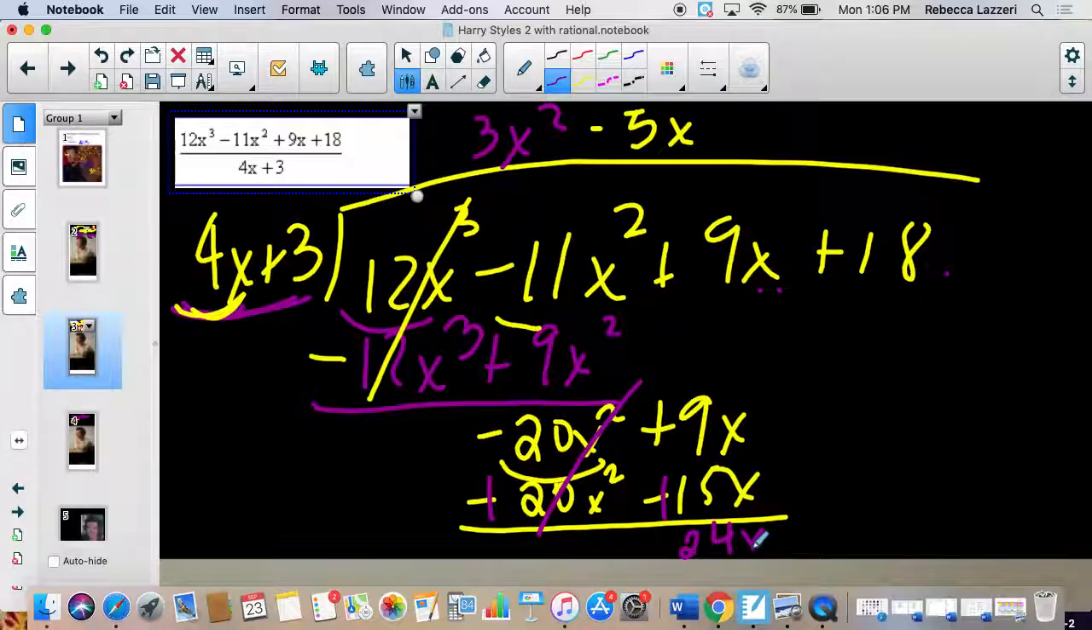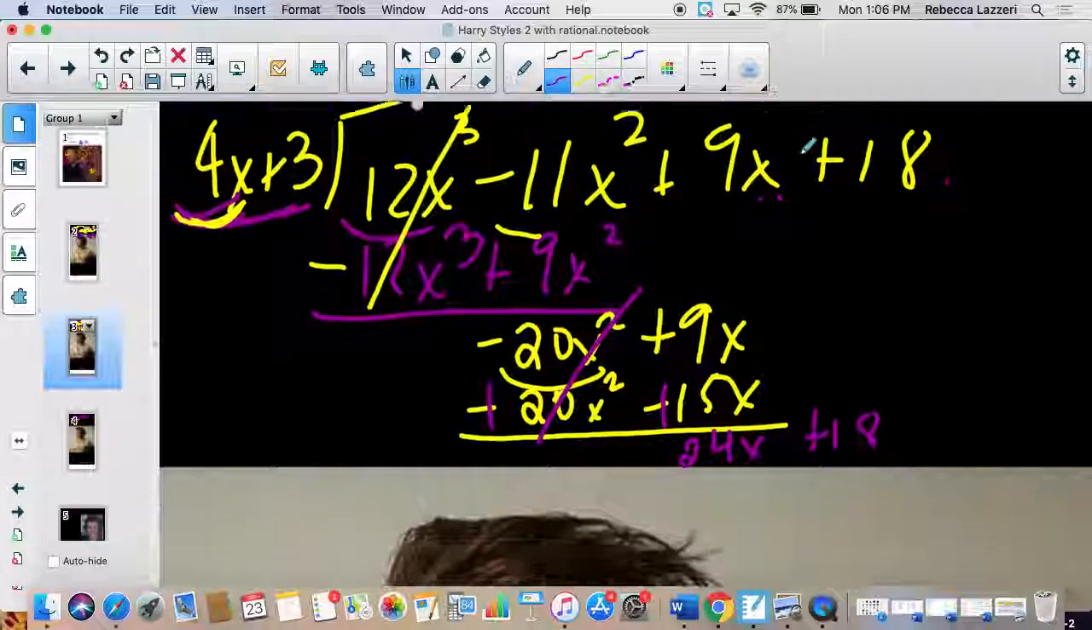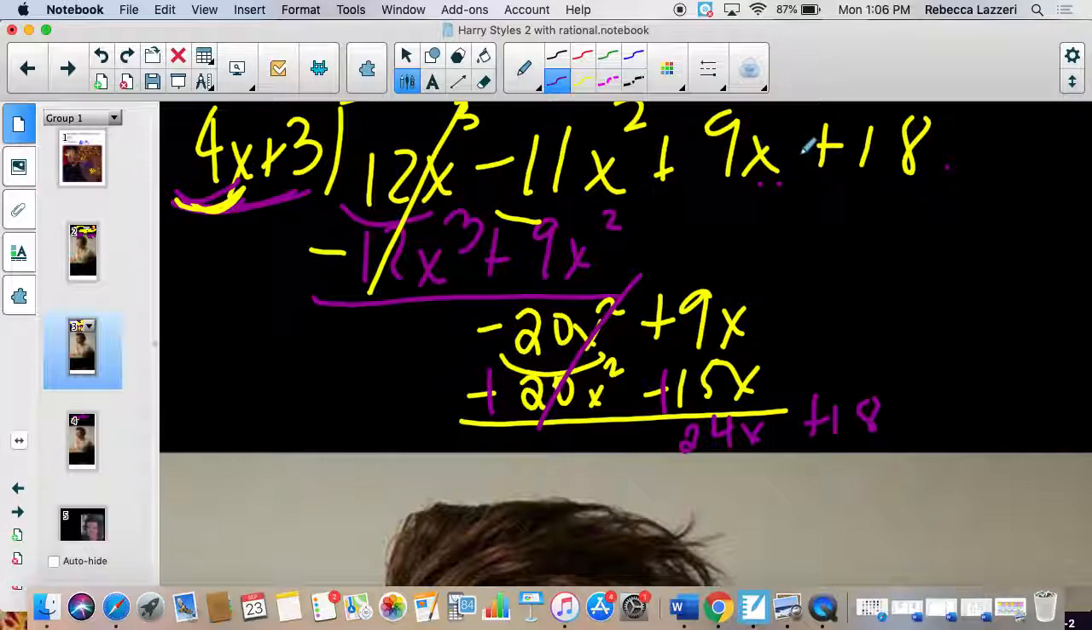I'm going to bring down my 18. I'm going to make a snap decision. 4x times what will give me 24x? I need a 6. Once I make that decision, though, I need to go back and flesh it out and build what I'm going to have. It looks like 24x plus 18. Oh, interesting. 24x plus 18 has no remainder.